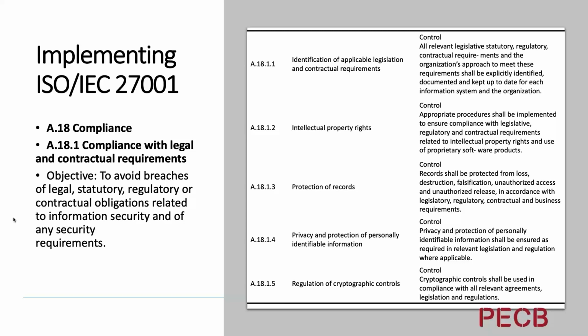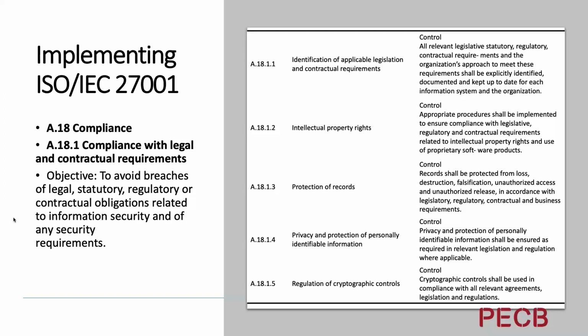Protection of records. So there are the key points in this control that relate to protecting data. You protect from loss, destruction, falsification, unauthorized access, and release in accordance with those laws and regulations and so on, contractual requirements that you've agreed to as an organization or that you've said you have to be compliant with. Privacy protection, there's the PII statement at A.18.1.4.